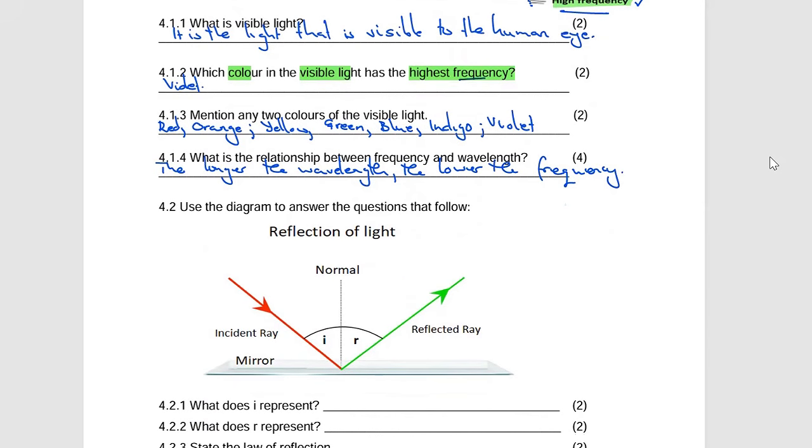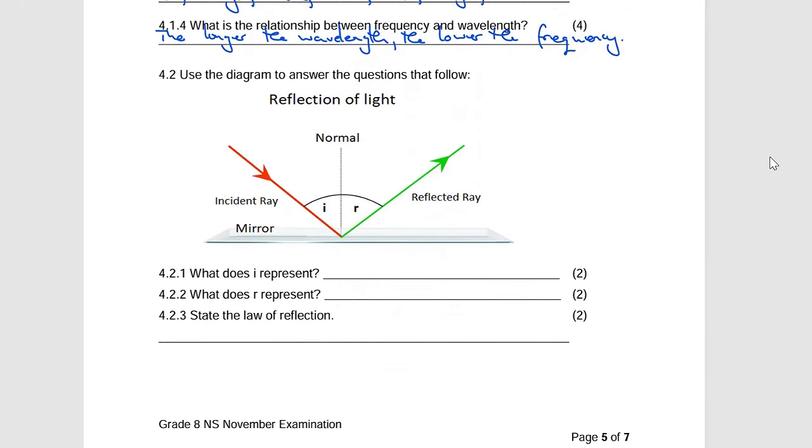Then moving on to 4.2. It says use the diagram to answer the questions that follow, right? So now we have the incident ray, then we also have our reflected ray, and the normal there. This is our mirror. Then what does I represent? So our I represents the angle of incidence, right? This is the angle of incidence.